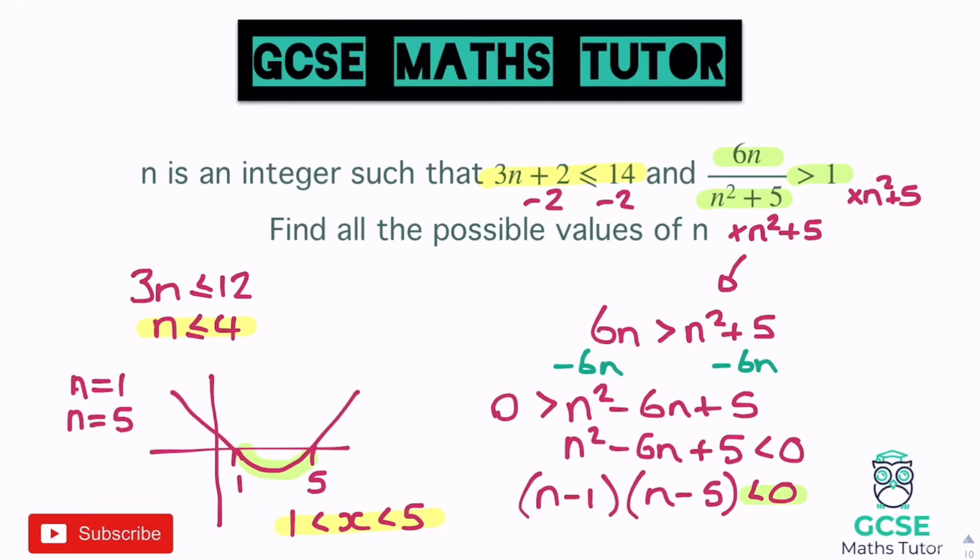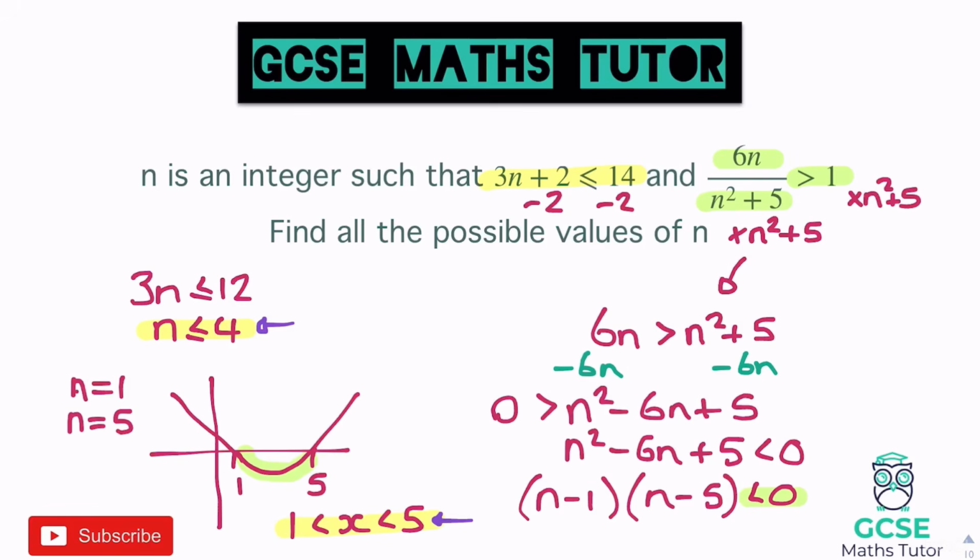Now what we've got is two inequalities. We've got our first one here that says n has got to be less than or equal to 4, and our second one here that says it's got to be between 1 and 5. So what numbers are between 1 and 5 that are also less than or equal to 4? Now when you've got to write the numbers that are within the inequality here, let's just think about this one to start with. Now the numbers that fall in between that, the whole numbers, the integers, are 2, 3 and 4, okay, but not including 1 and 5.